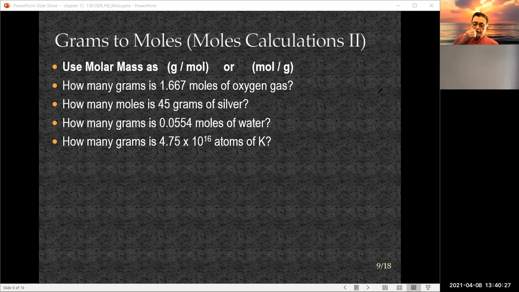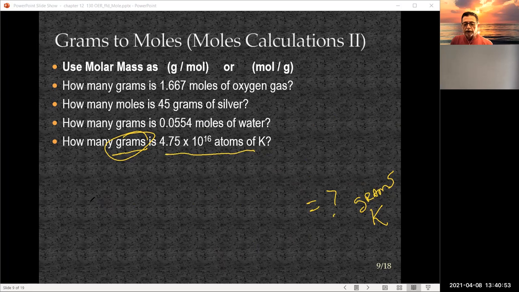All right, now here's a little bit different problem. It's just different in the sense that we're probably going to have to add another unit. Couple of things. What we're looking for, we want to know how many grams. Okay, that's what we're looking for. So way over here, we're going to have grams, specifically of potassium. Now we start off with 4.75 times 10 to the 16 atoms of potassium.